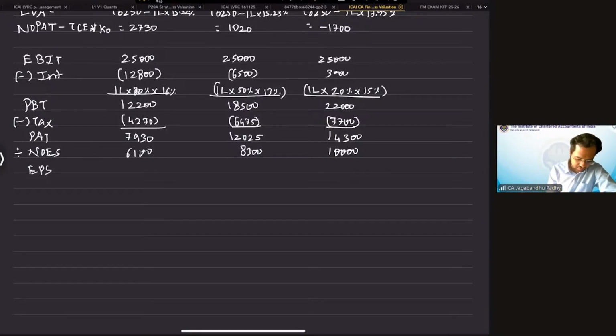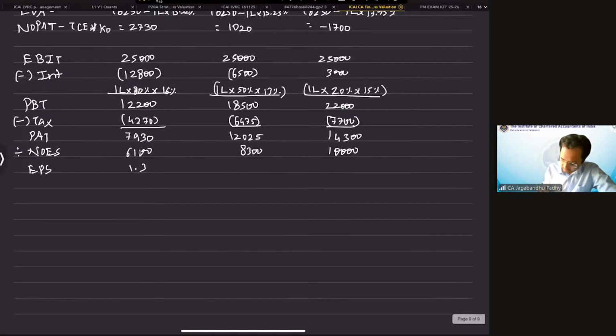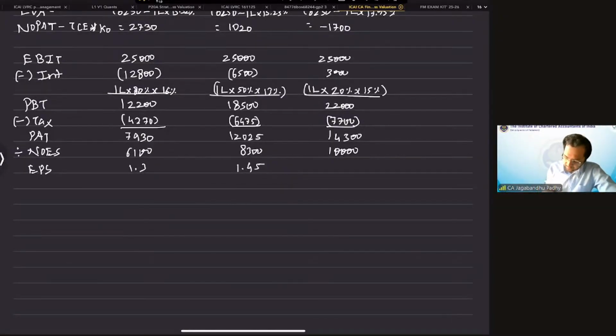So earnings per share: 7,930 divided by 6,100. This is 1.3. Then 12,025 divided by 8,300. This is 1.45. 14,300 divided by 10,000 is 1.43.